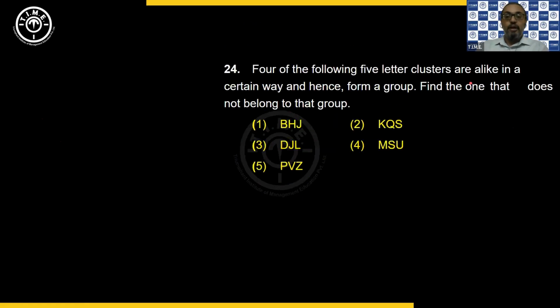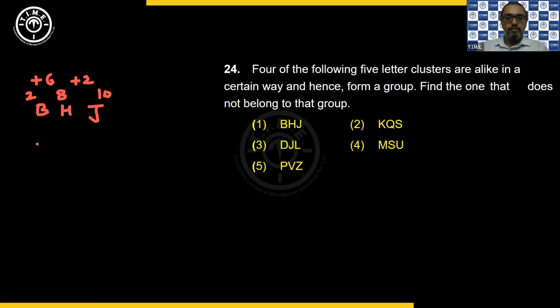Then 4 of the following 5 letter clusters are alike in a certain way and hence form a group. Find the one that doesn't belong to that group. So it's an odd man out question. So if I take the first option, that is B, H, and J, we need to identify a logic. So you have 2, 8, and 10. So maybe I can say this is plus 6 and plus 2, correct?